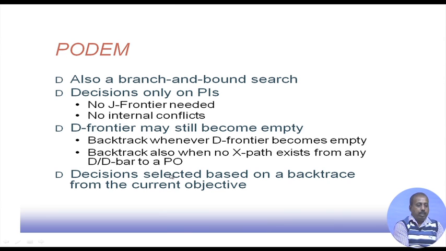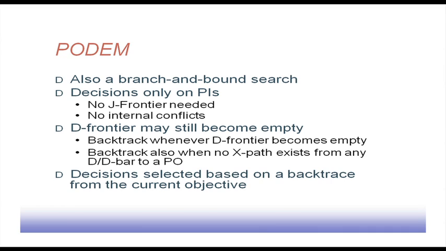D frontier may still become empty. If we cannot propagate some fault to the output, then the D frontier will become empty. So, there will be a situation where the test cannot be found, and backtracking will be required. In one case the D frontier becomes empty, otherwise there is no X path from any D or D bar to a primary output. X path means a path where all the lines are at X, so that we can put them to any of our desired values. So, that is the X path. Decisions are to be selected based on a backtrace from the current objective function.